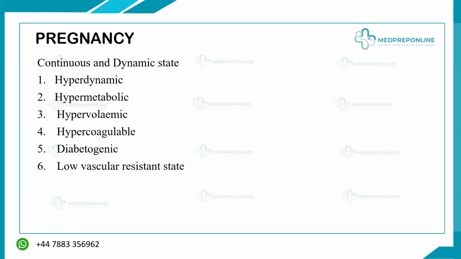So pregnancy, as we all know, the changes that occur in the body are in a continuous as well as a dynamic state of change throughout all the trimesters. So pregnancy itself is a hyperdynamic condition. It is a hypermetabolic condition because of the increased demands that the mother has to meet with regards to the fetus, the growing baby, and it's a hypervolemic state. There is hypercoagulability. There is a hypertensive state as well as a low vascular resistance state.